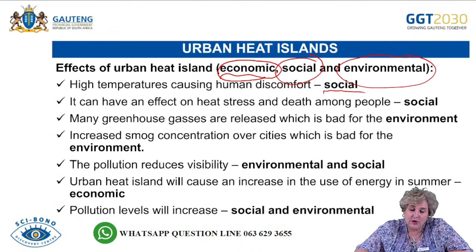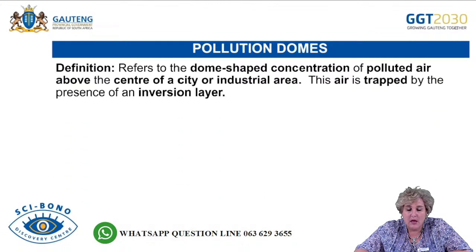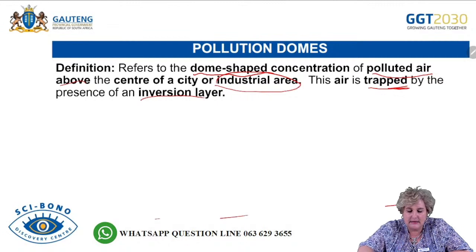Now, compared to the urban heat island, we have a pollution dome. And later on, I'm going to combine the strategies for the urban heat island and the pollution dome. What is a pollution dome? It is a dome-shaped concentration of polluted air above the city, about the center of the city or the industrial area. The air is trapped by the inversion layer.